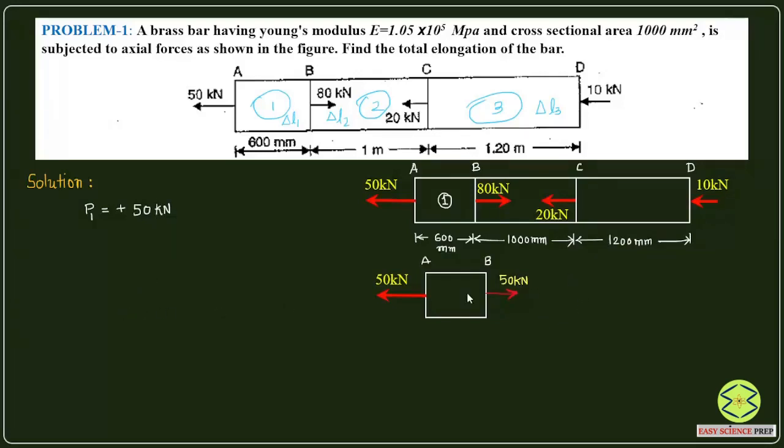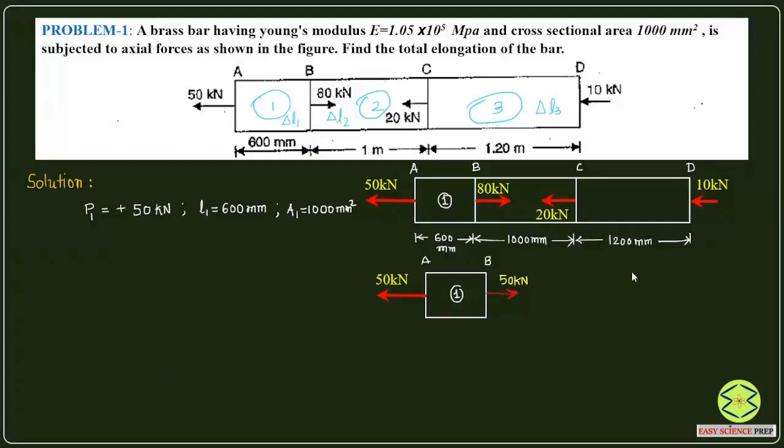Now the next one is this section 1 we have taken, and its length is 600 mm. So I'll write down here L1 as 600 mm, and third, the area of cross section is the same throughout. You can see here, it is given as 1000 mm square. So A1 is 1000 mm square. So I have listed down all the available parameters.